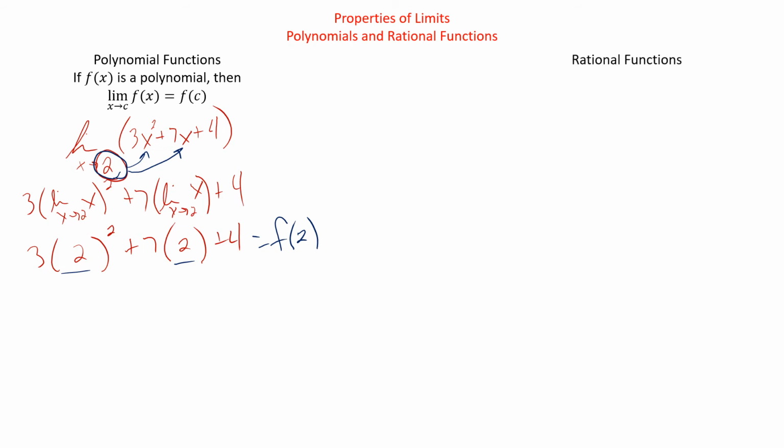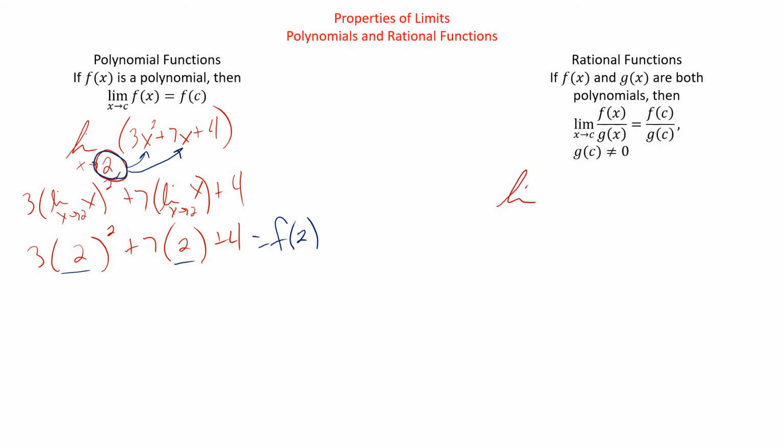Rational functions, basically the same. If f of x and g of x are both polynomials, then the quotient of f of x over g of x will equal f of c over g of c, as long as g of c does not equal 0. There's that whole can't have 0 in the denominator thing again. And we could show the exact same, we just do it for the top and the bottom. But we'll do an example instead.